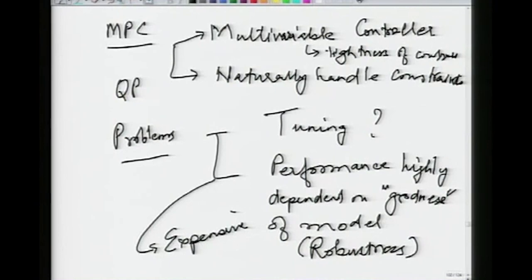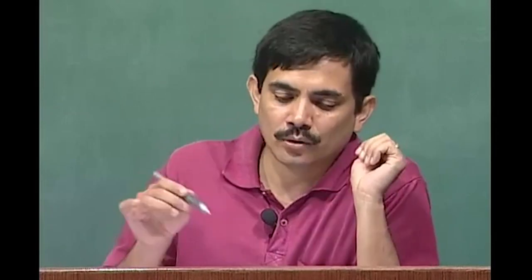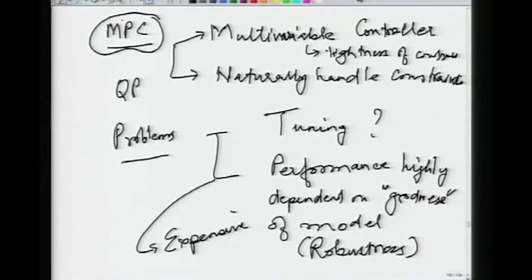You can naturally handle all types of constraints. Like I said before, these advantages, the economic benefit that tight control and handling of constraints bring in, must far outweigh the effort that it will take to tune the controller, etcetera, and then and only then is it justified to apply MPC.